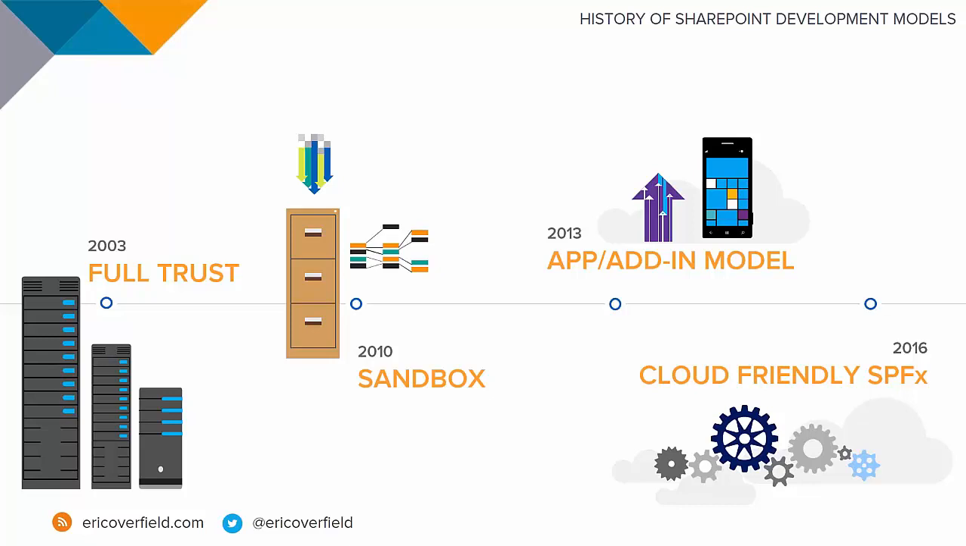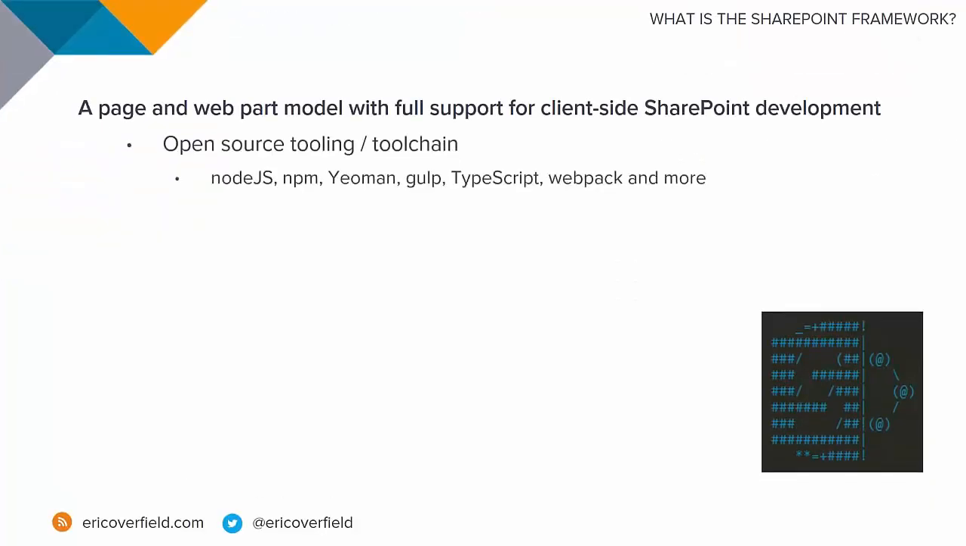Anyhow, in 2016, SPFx was officially announced as being something that they were working on. It is currently what we're talking about. It's currently only available in SharePoint Online, but Microsoft has said that within this calendar year, they do expect the SharePoint Framework to be released as a feature pack for on-prem 2016. So that's sort of the history.